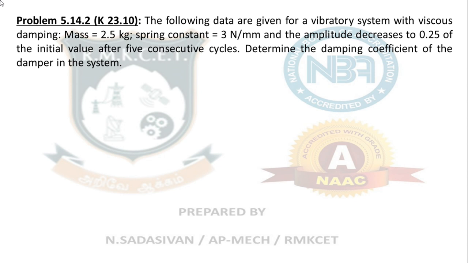This sentence you have to read very carefully. Amplitude decreases to 0.25 times the initial value. So that is 25% of vibration only remains after 5 cycles. Clear? Let us say I am vibrating by 4 millimeter amplitude in the first cycle. After 5 cycles, you will vibrate by 1 millimeter, 25%. Determine the damping coefficient of the damper in the system.